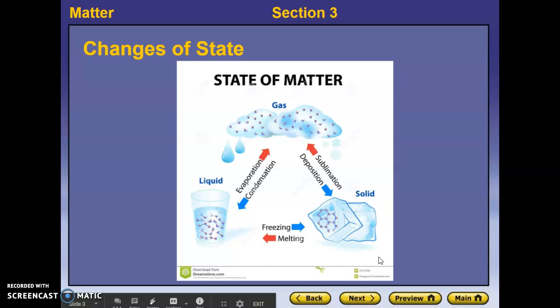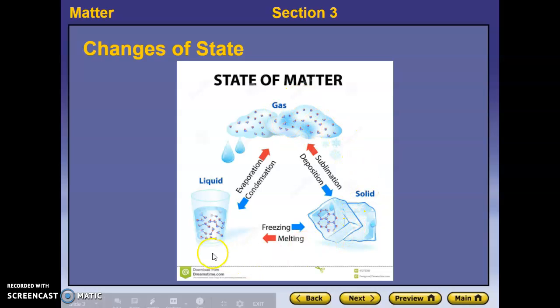So in your packet, I believe they ask you to label a diagram like this, and they ask you also to highlight the ones that involve an increase in energy. So anytime we're going to make the particles move faster, we're increasing energy. So solid particles are the slowest particles, right? Liquids are somewhere in the middle. Gas particles are moving the fastest.